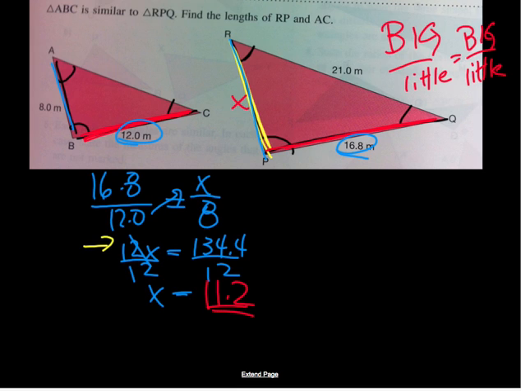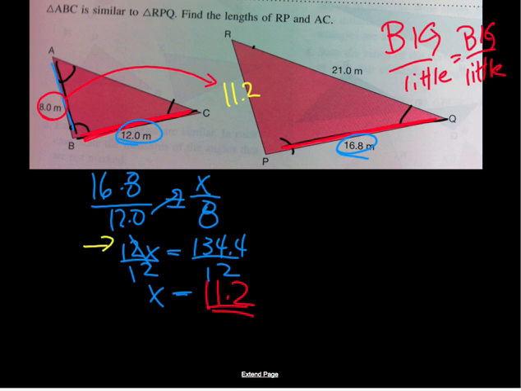Now, 11.2 would go here. And I have to see if this is reasonable. And it is, because this is the small triangle and 11.2 is bigger. So that makes it a reasonable answer.